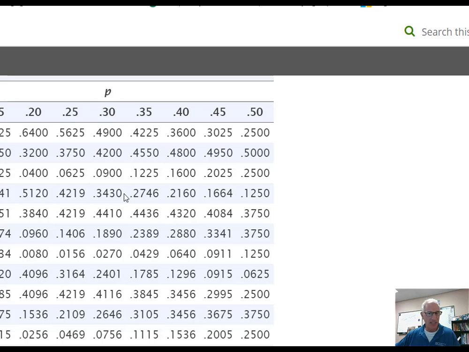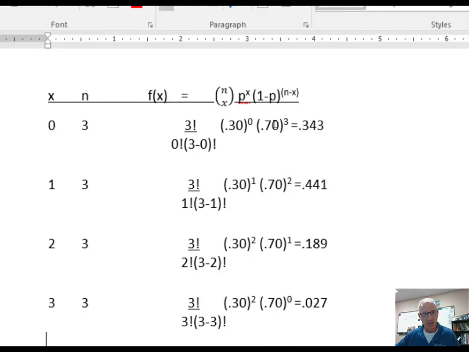Remember for 0, we had a 0.343 from our mathematics. For 1, we had a 0.441. And for 2 successes, x successes, which we were trying to find, 0.1890, just like the math showed. So you can always just come to the tables if you know what the probability is, you know how many trials you have, and you know what the success is, and it's already calculated for you, and you don't need to go to this probability function.